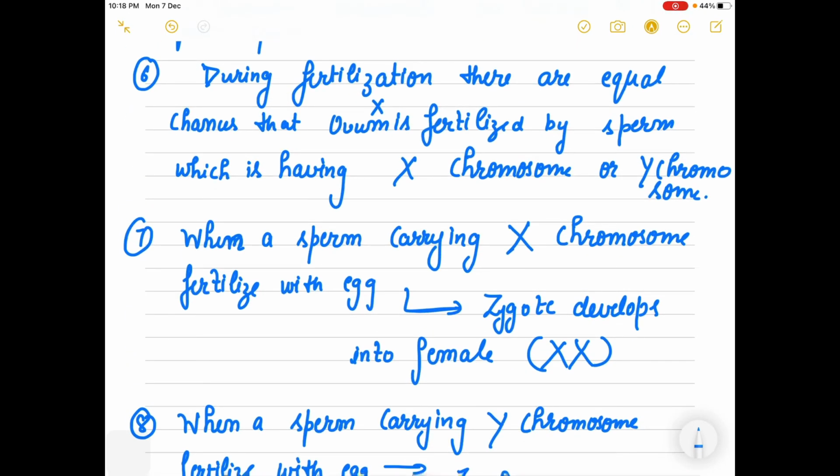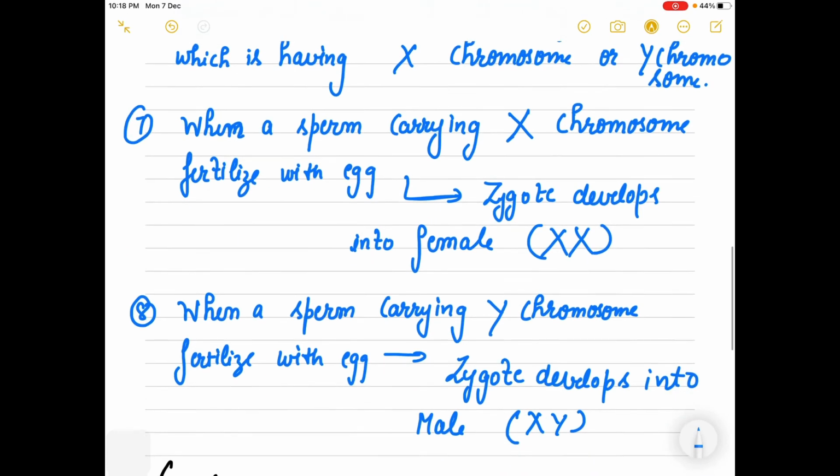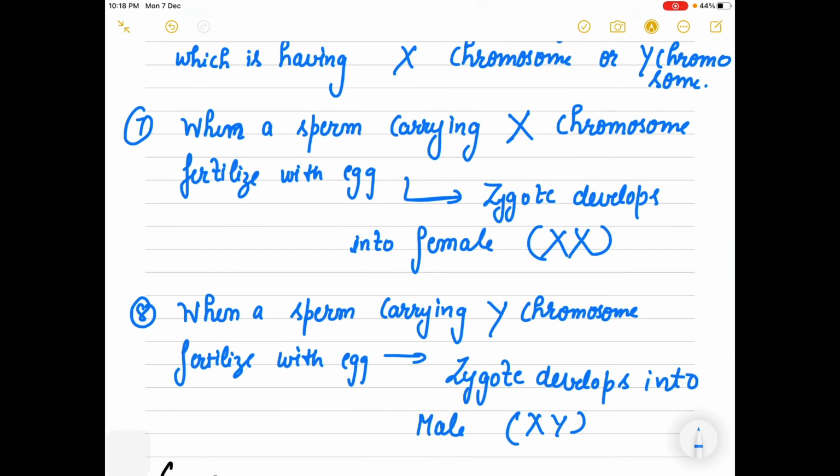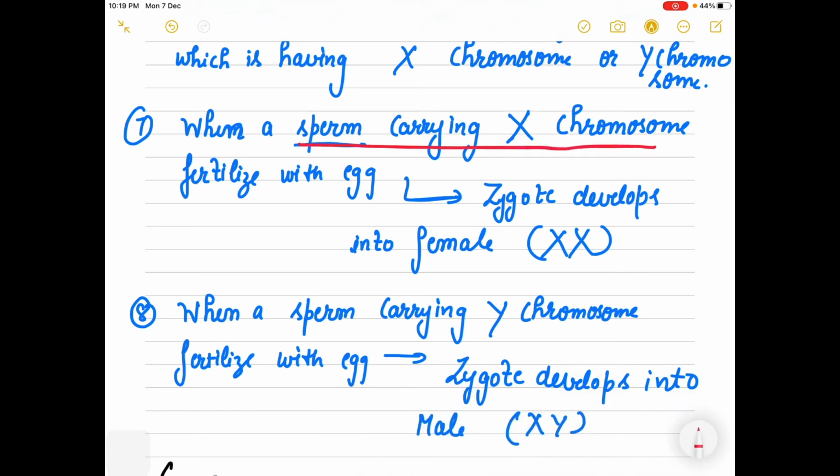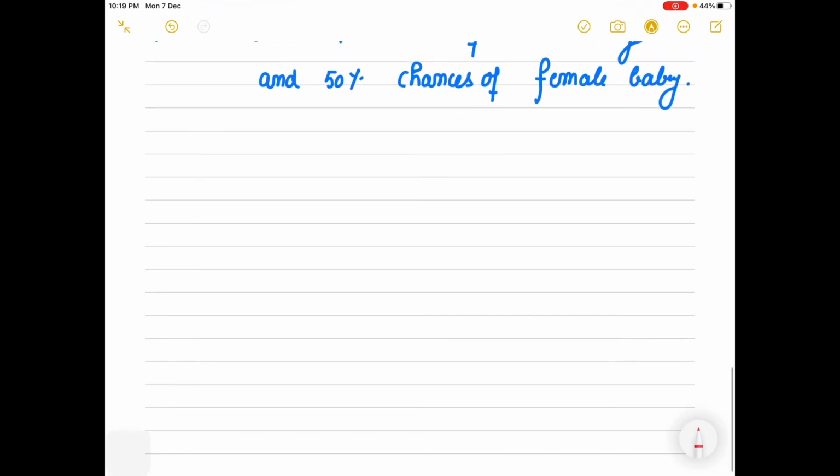As you can see, scientifically it is very clear that it depends on the fusion. If the sperm carrying the X chromosome fertilizes the egg, the baby will be female. If the sperm carries the Y chromosome, the zygote developed will be XY.